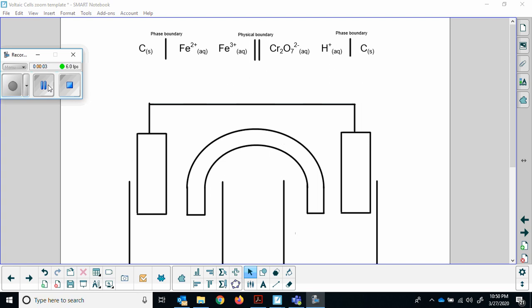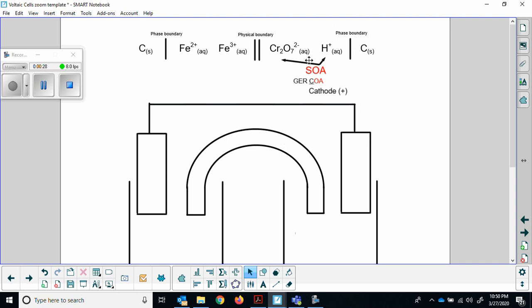Here we have a cell notation with a list of species. We need to identify which one is the strongest reducing agent and the strongest oxidizing agent. In this case, the strongest oxidizing agents are my dichromate ions and my hydrogen ions. The strongest oxidizing agent is the cathode.